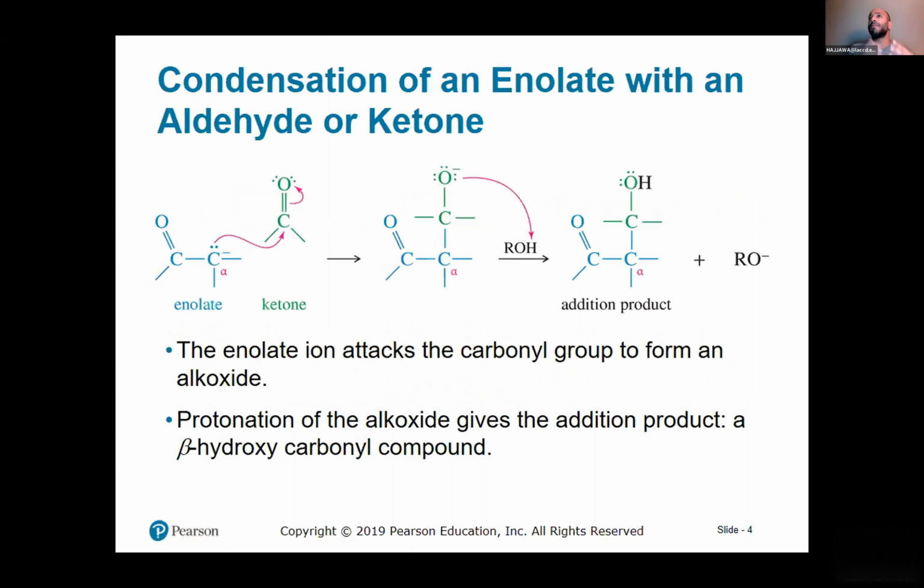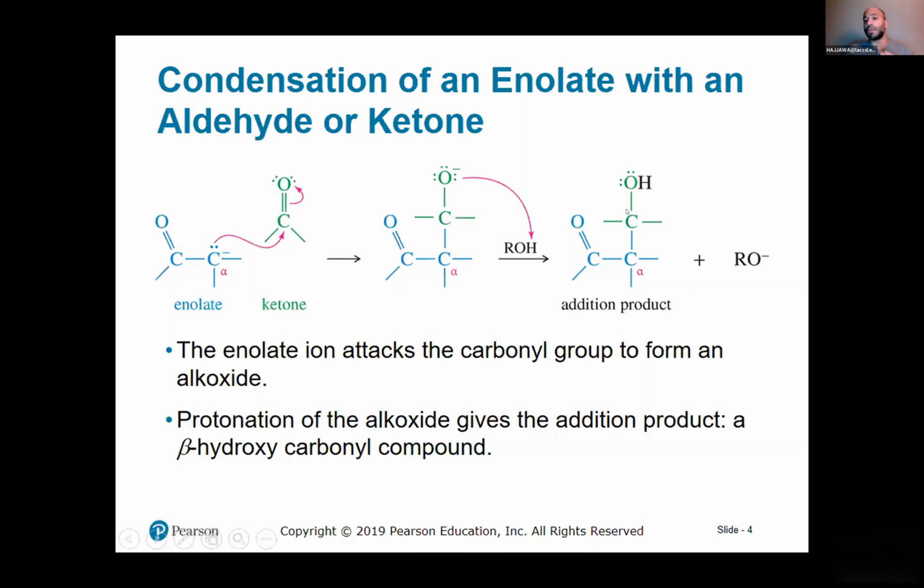Now, this alpha carbon, once you form the enolate, it is strong enough to attack a carbonyl structure, and that's the nucleophilic addition, basically. So you have the negative charge attacking a carbonyl to push up a pi bond to give you a tetrahedral intermediate, and that O minus now grabs a hydrogen from the solvent to give you a hydroxy ketone, basically, at the end.